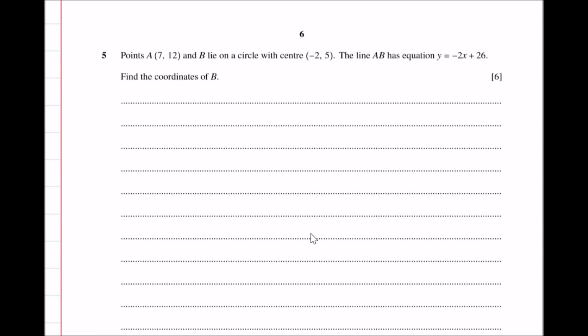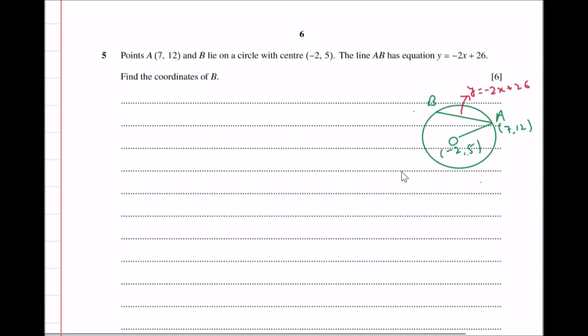Question number 5. Points A (7, 12) and D lie on the circle with center (-2, 5). The line AB has equation y equal to -2x plus 26. Find the coordinates of B. Here you can see in the diagram, center O is given, point A is here, given (7, 12), and the equation of the line AB. B is somewhere, for which we have to find the coordinates, right?